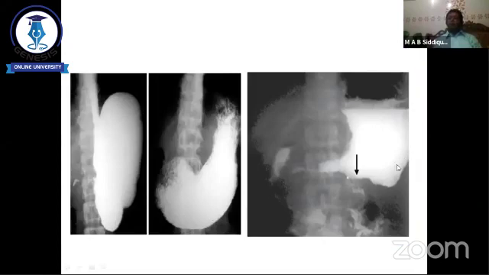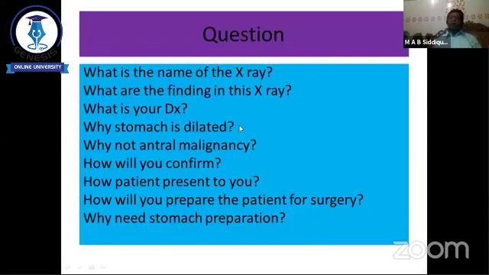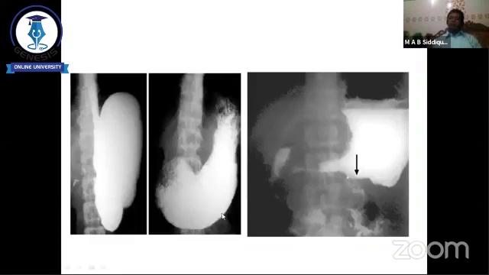But if you want to describe this X-ray where there is an irregularity of the margin and the stomach is not so much dilated, then this is carcinoma stomach. So why is the stomach dilated? Already mentioned, as it reaches up to the iliac crest. Why not antral malignancy, as the margin is smooth? As the margin is smooth, this is the key point, and also the stomach is not so distended in case of carcinoma stomach patient, and there is a retained food material.